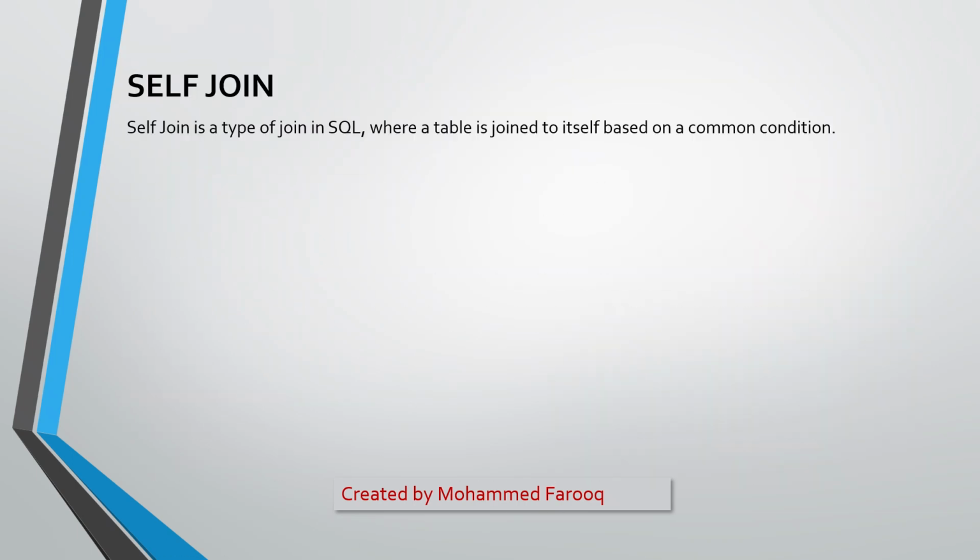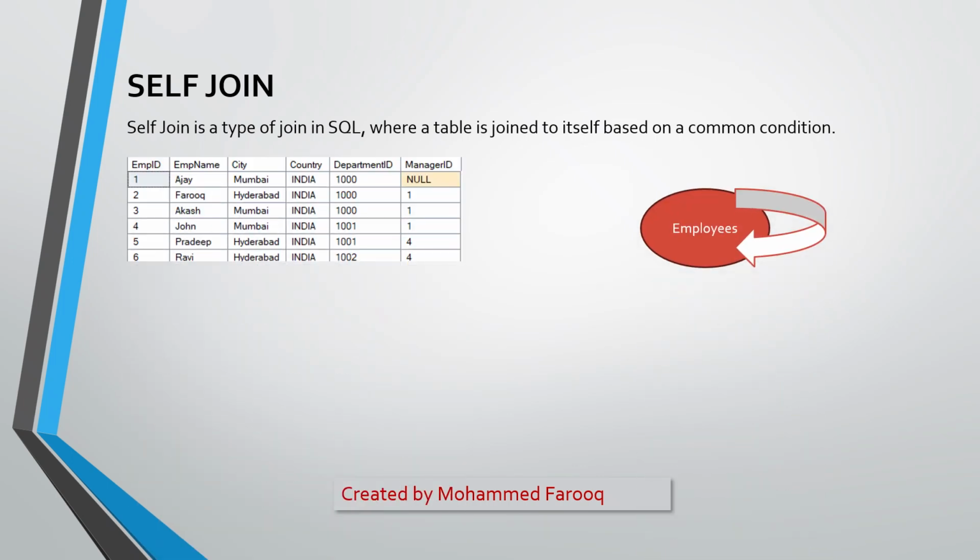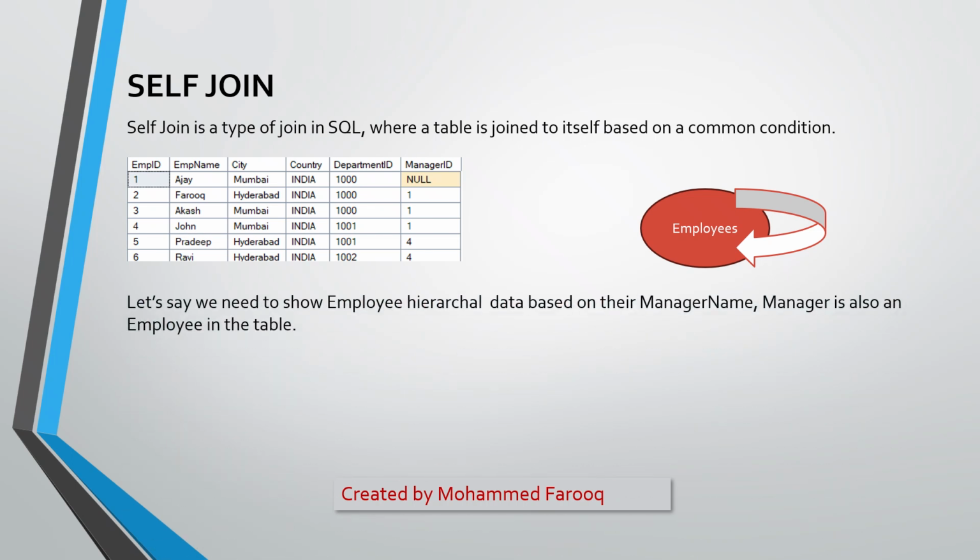Self join. Self join is a type of join in SQL where a table is joined to itself based on a common condition. Let's say I have an employee table with employee ID, employee name, city, country, department and manager ID. Let's say we need to show employee hierarchical data based on their manager name. If you look into the employee table data, employee ID 2, 3, 4 report to employee ID 1 and 5, 6 report to employee ID 4.